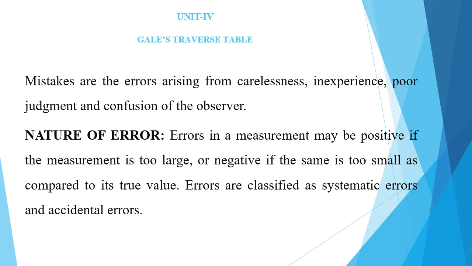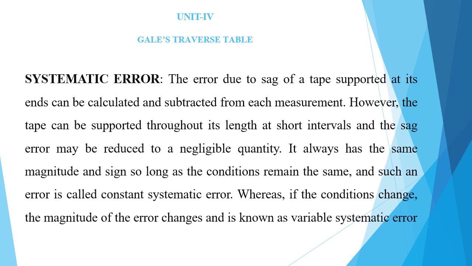Nature of error. Error in measurement may be positive if the measurement is too large, or negative if it is too small compared to its true value. Errors are classified as systematic errors and accidental errors. Systematic errors: the error due to sag of a tape supported at its ends can be calculated and subtracted from each measurement. However, the tape can be supported throughout its length at short intervals, and the sag error may be reduced to a negligible quantity.